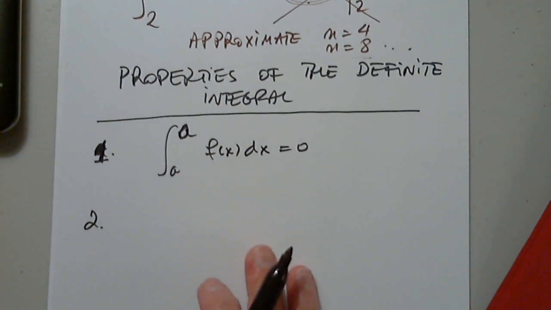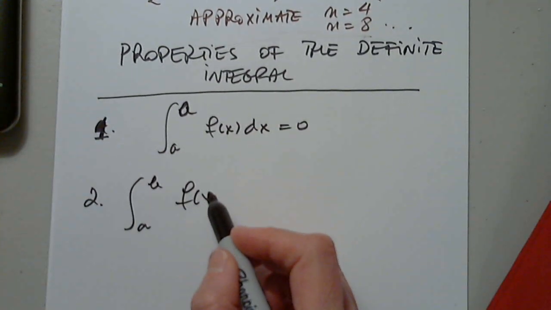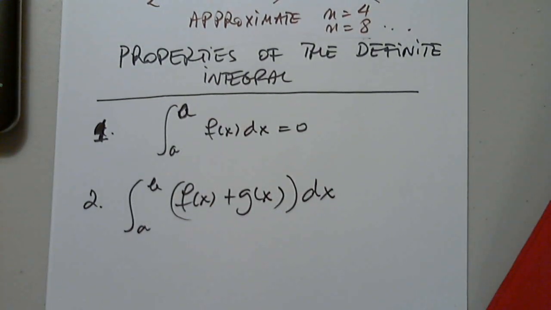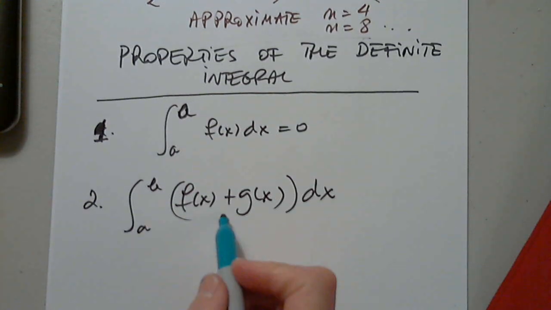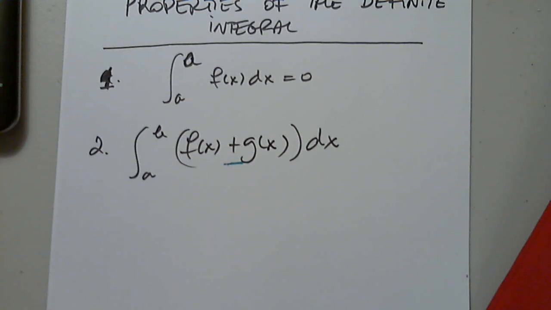Here's the second one. The integral from a to b of f of x plus g of x dx. And it could be negative, it could be a subtraction. What do you think this equals? Same for the limit, the same for the derivative, the same for the summation notation. What will this equal? What do you think?